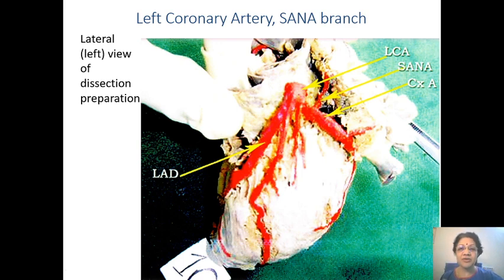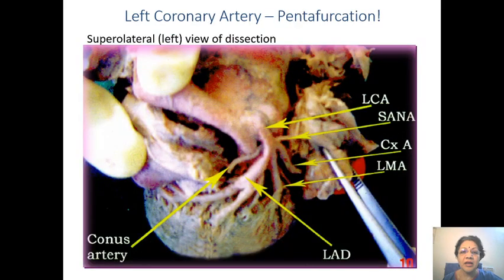I'm calling it a preparation because we've cleaned it up and painted it also. So it's not just a dissection. And we are looking at it from a left lateral view. This of course, though it's not named, must be the left marginal branch, because it's exactly along the left margin of the heart. So, a variable origin of the sinoatrial nodal artery.